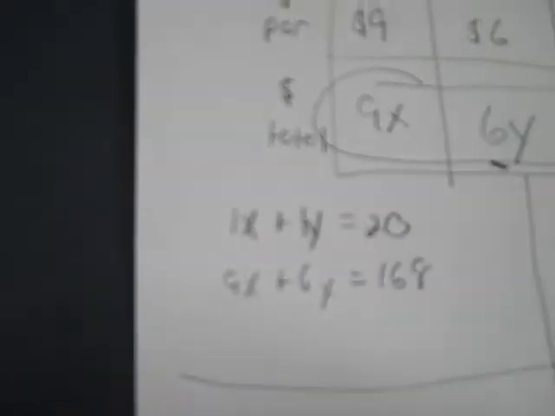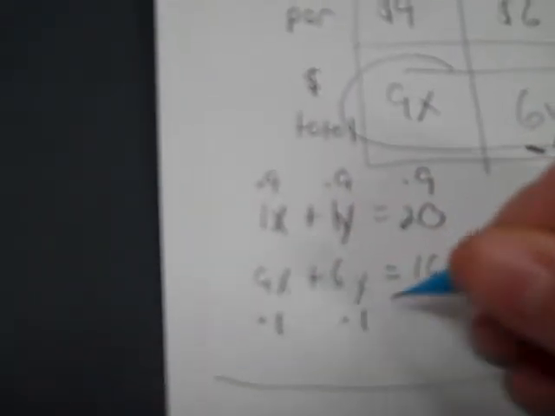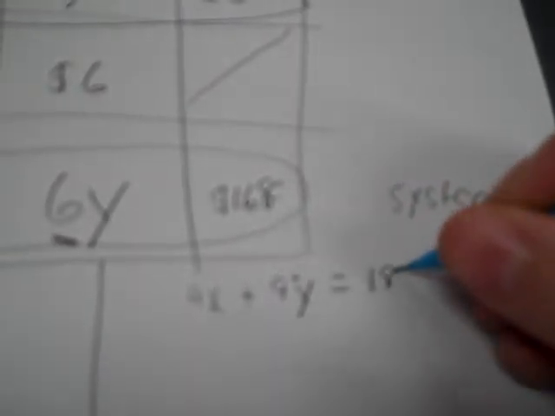These do not add to 0 now. So you've got 9, so times 9 on the top: times 9, times 9, times 9. Okay, 1x times 9 is 9x. 1y times 9 is 9y, and then 20 times 9 is 180. And the bottom just stays the same. 9x plus 6y equals 168.